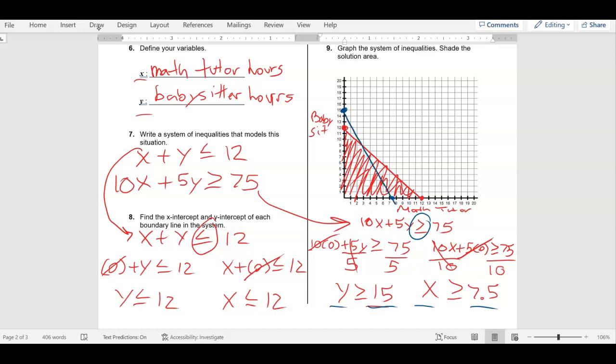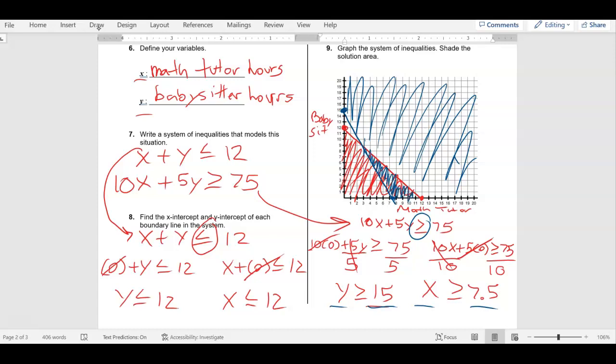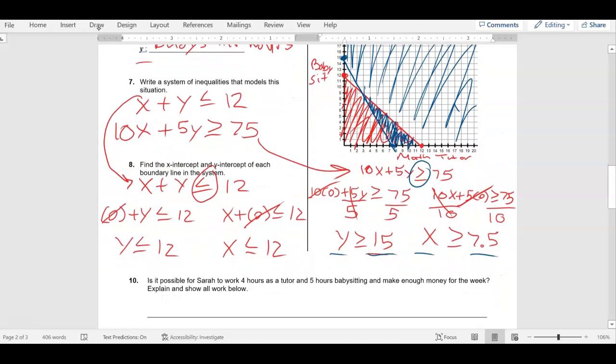Ooh, we're not done. Yeah, so shade, again, greater than, above, so all this is kind of cool up here, but the main thing is going to be down here. This is the double shaded area. It's below my red line and it's above my blue line. Double shaded.